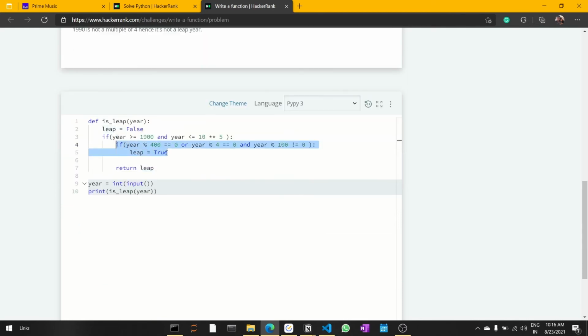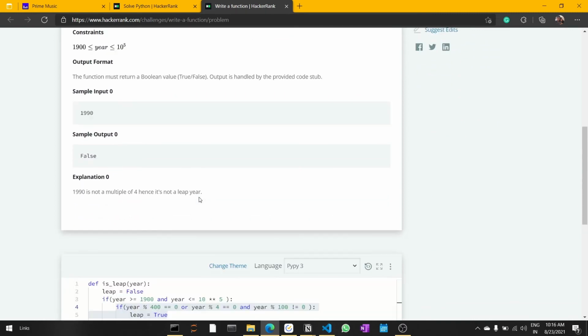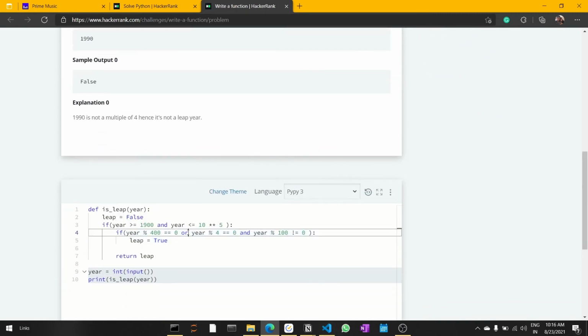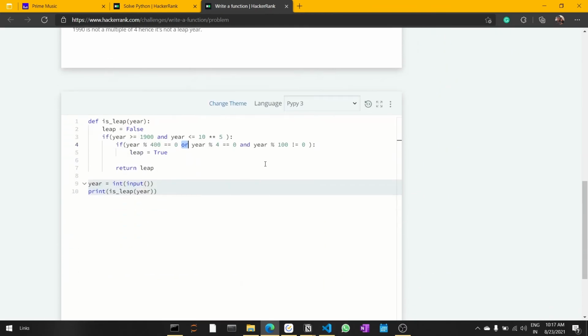And this is the same definition. If you go here, you can see here evenly divided by 4, we are just checking that. Then evenly divided by 400, we are checking that. So this is the OR condition. The most important condition here is when we are dividing a year and it is dividing by 100, then that is not a leap year. And here you can see we are checking if that year is not dividing by 100, then only we are saying that is a leap year.